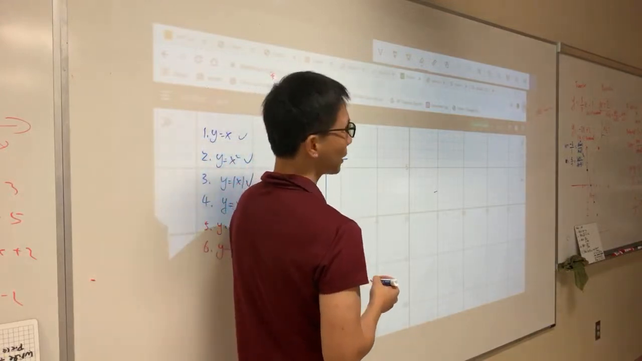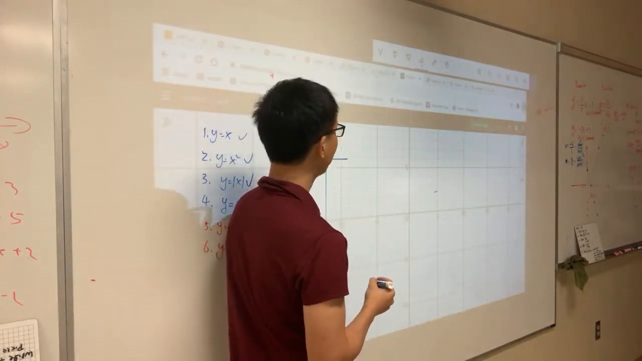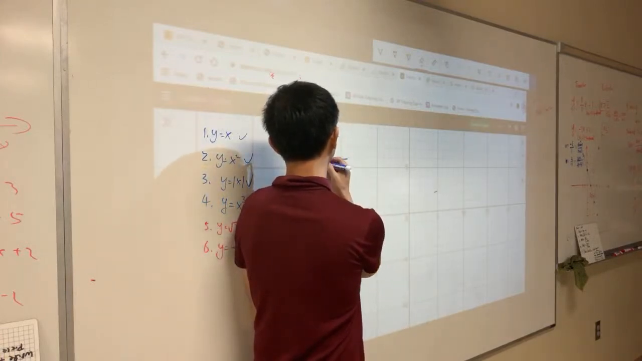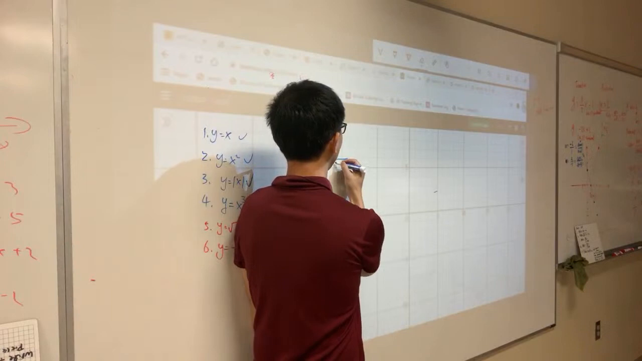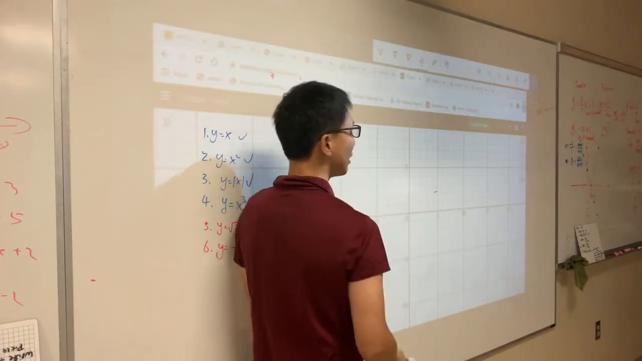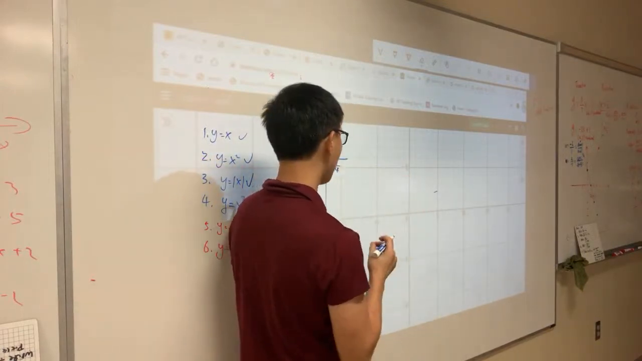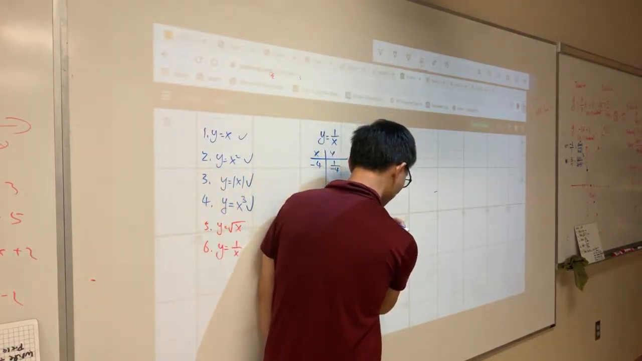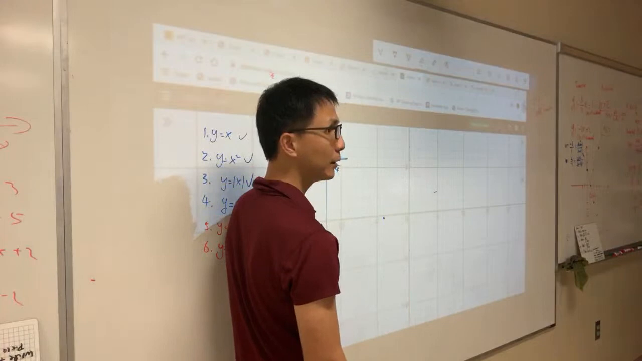So what happens if I plug in -3? 1/3. Let's do -4. So it'll be 1 over -4, right? That's a very small value. So -4 is going to be right here. Are we okay here?